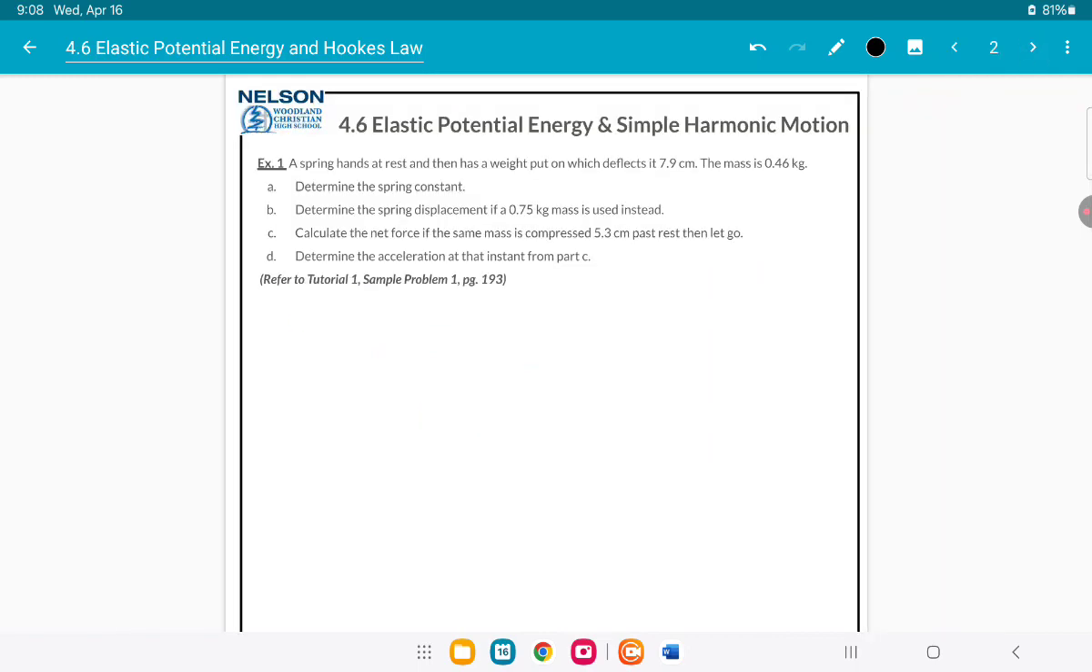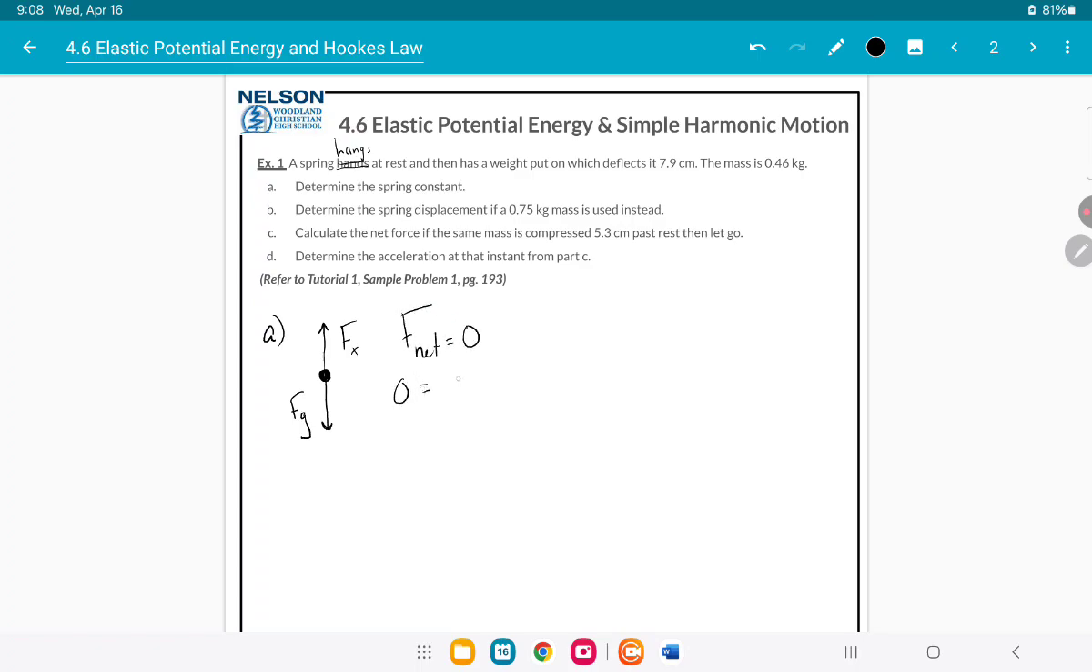So we have an example here. A spring hangs and has weight put on it which deflects it 7.9 centimeters, and the mass is 0.46 kilograms. Determine the spring constant. You can always refer back to your textbook if you need to. Well, if we draw a free body diagram, we have the spring holding the mass in place and gravity pulling down on it. And it's hanging at rest. It's not moving. So that means F net equals 0.